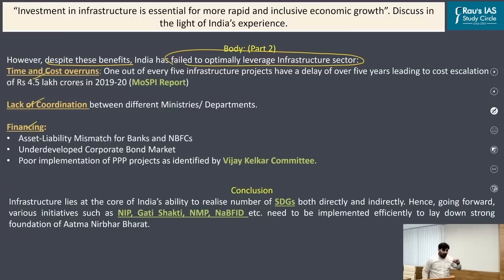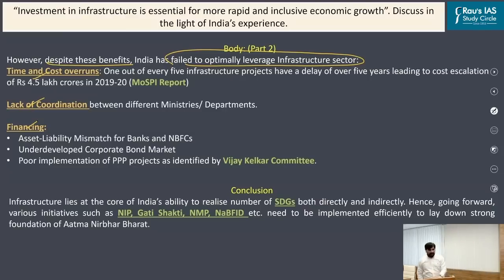Then look at the conclusion part. Please have a look at the conclusion. Here, I have linked the infrastructure sector directly to the Sustainable Development Goals, SDGs. In particular, you have SDG 9, which focuses on the creation of infrastructure to promote sustainable development. So directly in my conclusion, I have highlighted that infrastructure lies at the heart of India's ability to realize a number of sustainable development goals. Going forward, whatever initiatives we have launched need to be efficiently implemented to lay down a strong foundation of Atmanirbhar Bharat.